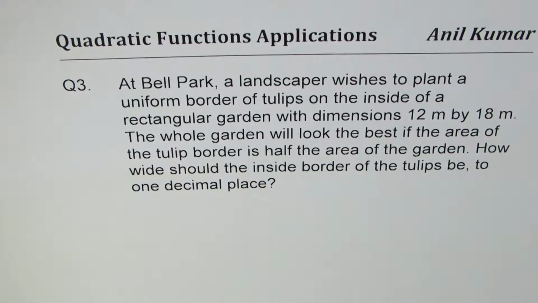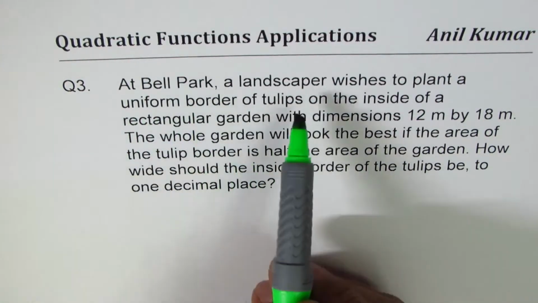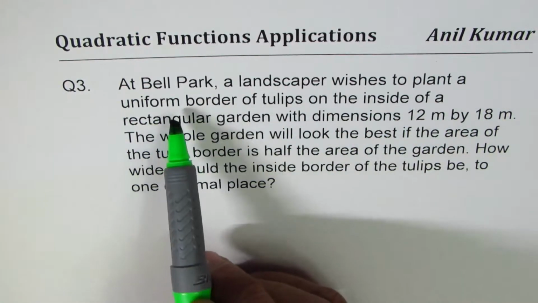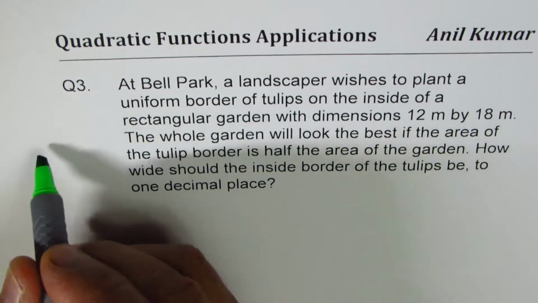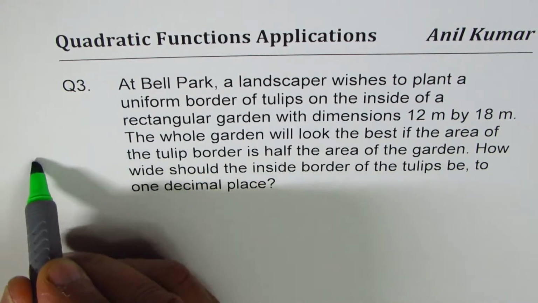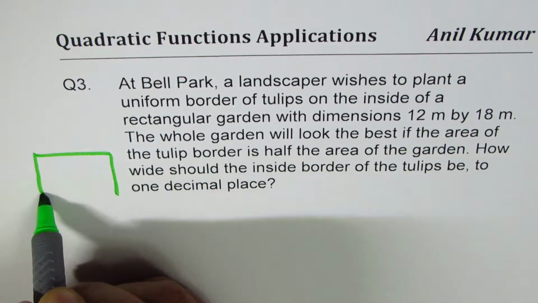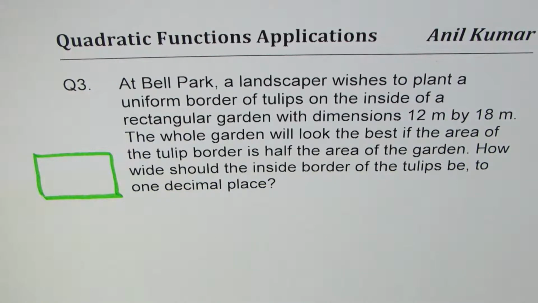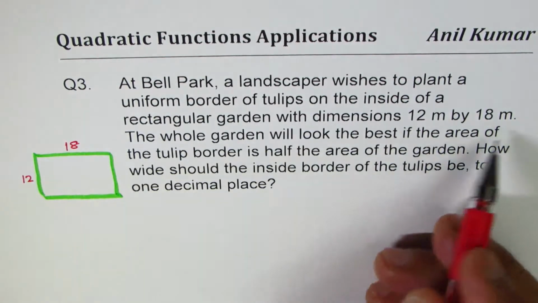You can always pause the video, answer the question, and look into my suggestions. Let's go through it once again. So at Bell Park, a landscaper wishes to plant a uniform border of tulips on the inside of a rectangular garden. So we basically have a rectangular garden. Let me sketch here. And the dimensions of the rectangular garden are given as 12 by 18. So this is 12, that is 18.